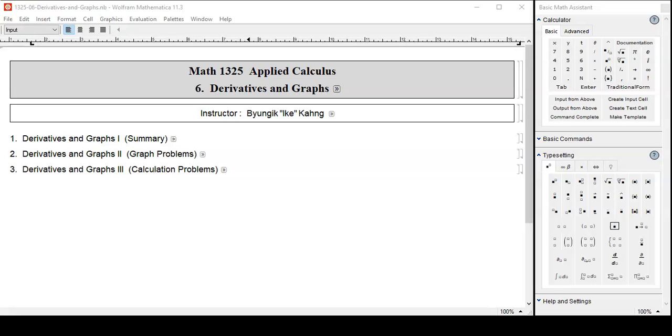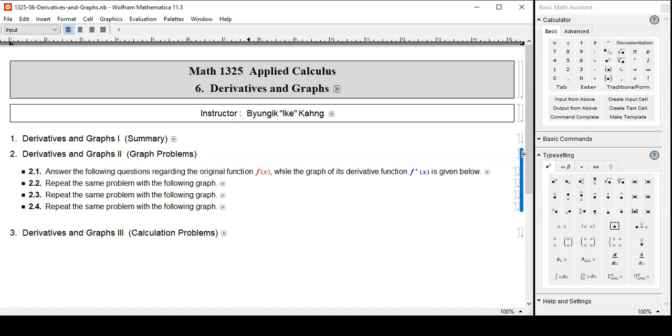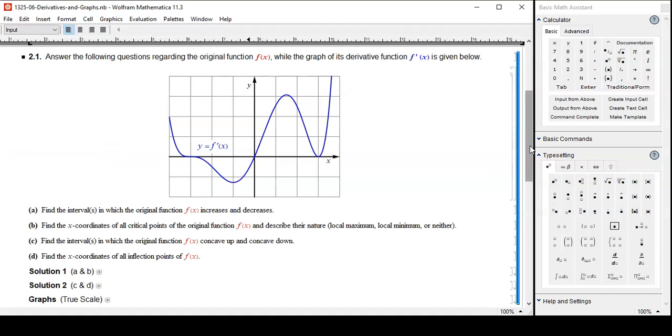Hello students, welcome back. Previously, we went through the problems associated with the increasing-decreasing nature of the original function, which is not presented, versus the graph of the derivative function. So, do not look at the increasing-decreasing nature of the given function, because that's not what this problem is all about. This problem is asking you about the increasing-decreasing nature of the original function, not this function. So if you answer increasing-decreasing of this very function, then you get automatic 0 credit.